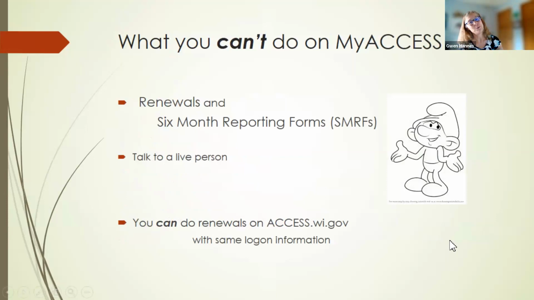What you can't do on MyACCESS is the actual renewal. Some people have to do what's called a 6-month reporting form, or a SMRF, and you can't do that on your phone. However, you can use the same login information and do that on a computer. So you just can't do it on the mobile app. And you're not talking to a live person. There isn't a chat feature set up with this or anything. So that is the only limitation.